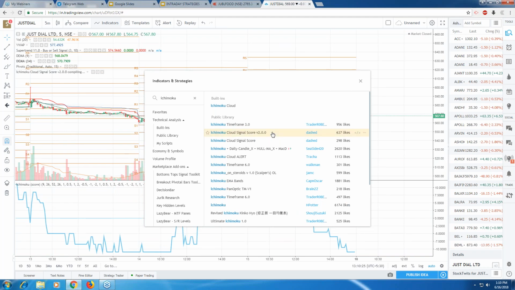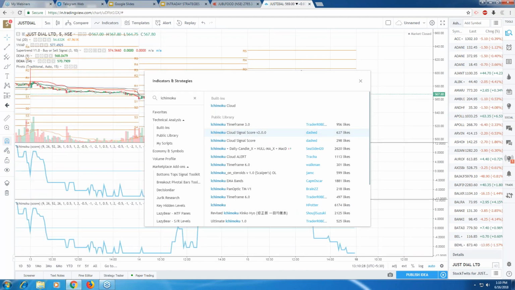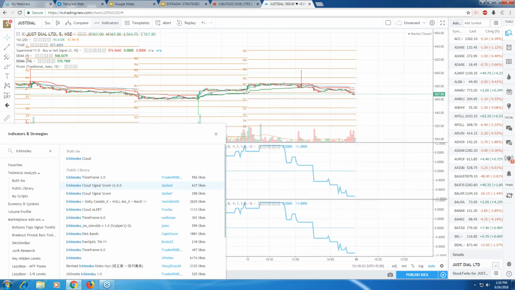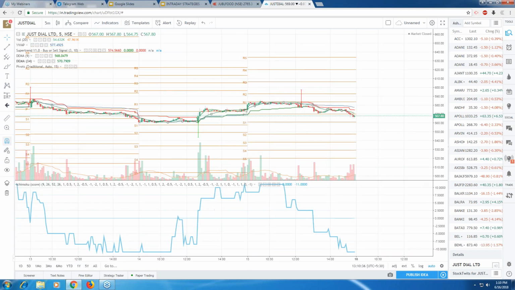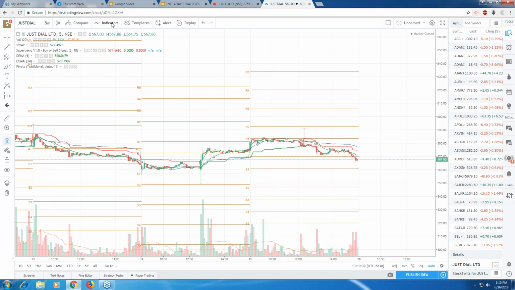Let me just see here. No, not this one. Not this one. I need to cancel it. This is not the one I'm looking at. Here and here it's going to be cancelled. An indicator Ichimoku.